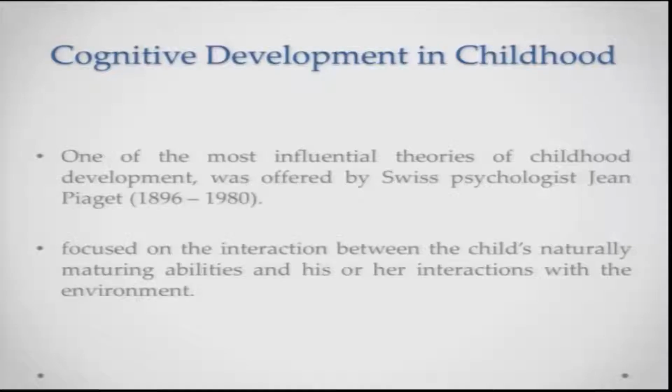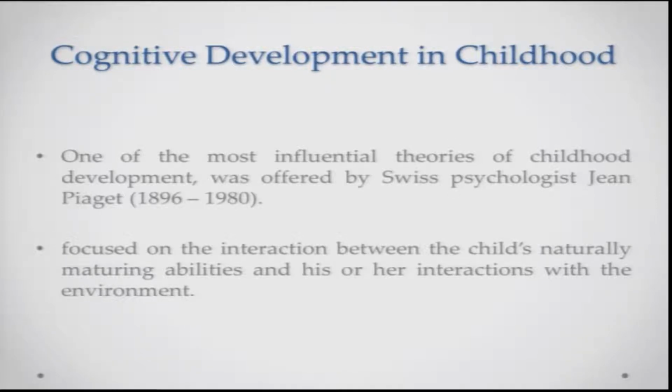Jean Piaget worked extensively by observing children over long periods of time, and he worked on different aspects of children's development. I'll talk to you about Piaget's work today. Piaget basically focused on the interaction between the child's naturally maturing abilities, the biological part that we have been talking about, and also his or her interactions with the environment.